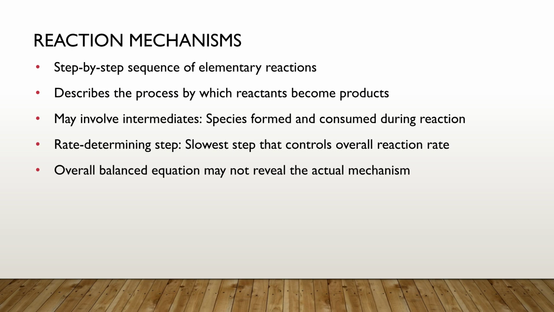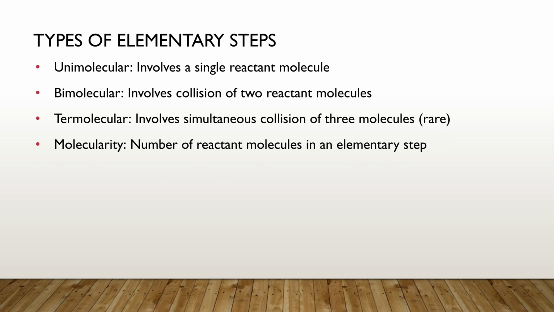Reaction mechanisms are the step-by-step sequences of elementary reactions. They may involve intermediates, which are formed and consumed during the process. The rate-determining step is the slowest step, controlling the overall reaction rate. Elementary steps are classified by molecularity. Unimolecular involves one molecule, bimolecular involves two colliding molecules, and termolecular involves three colliding molecules, which is rare.